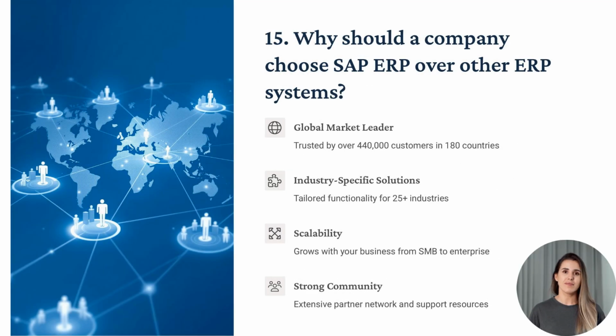15. Why should a company choose SAP ERP over other ERP systems? Here's how I usually explain this during interviews. SAP ERP is known for its robust integration, scalability, and industry-specific solutions. It's trusted by large enterprises globally due to its reliability, strong support community, and continuous innovation, especially with S/4HANA.